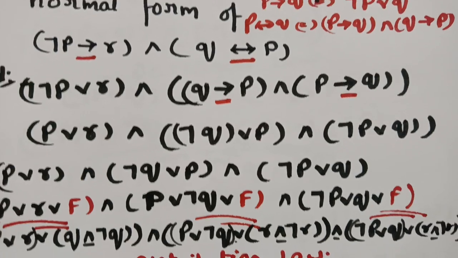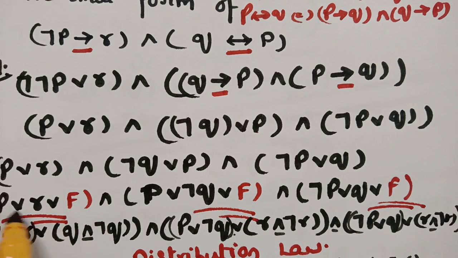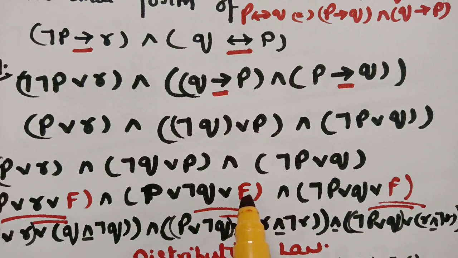And see, here if I write it properly, and if I have to add whatever is missing, there is P and R and Q is missing here. P and Q are there, R is missing here.